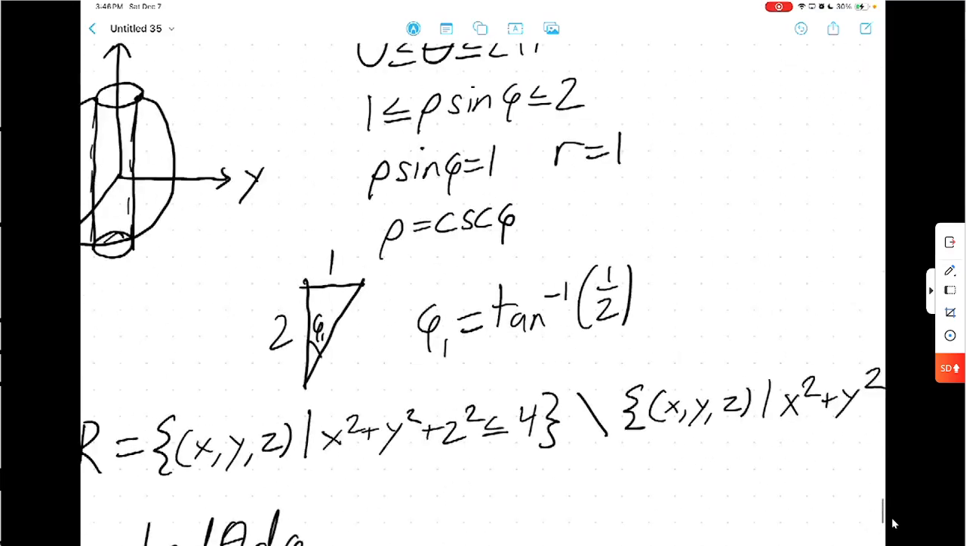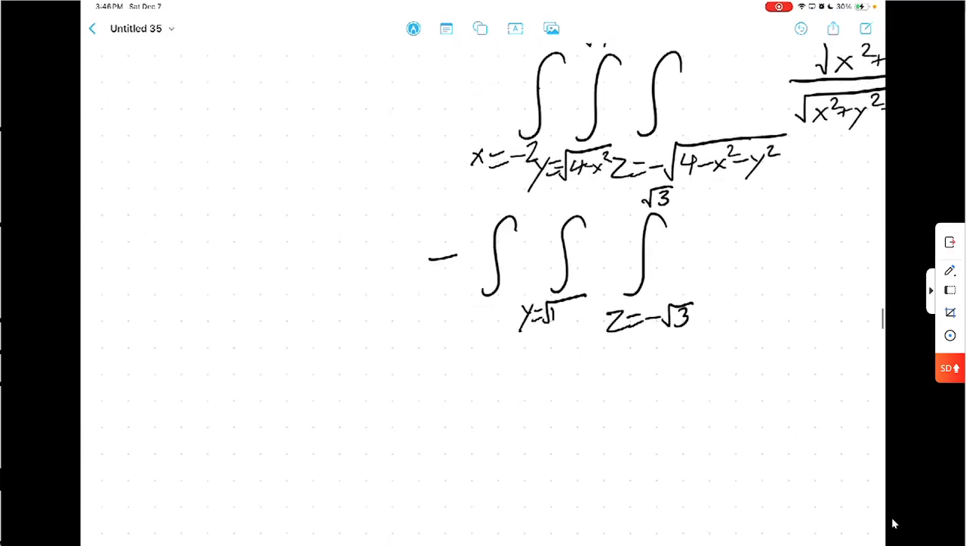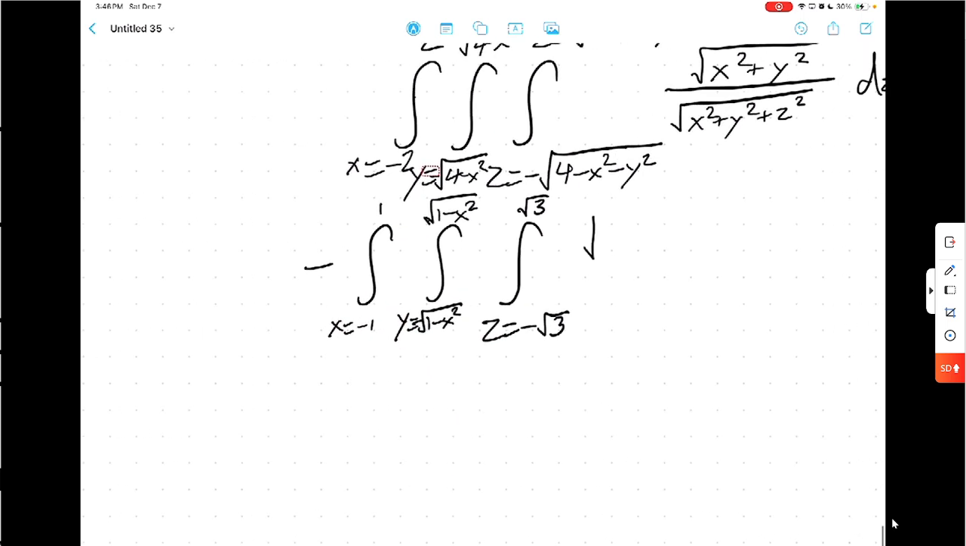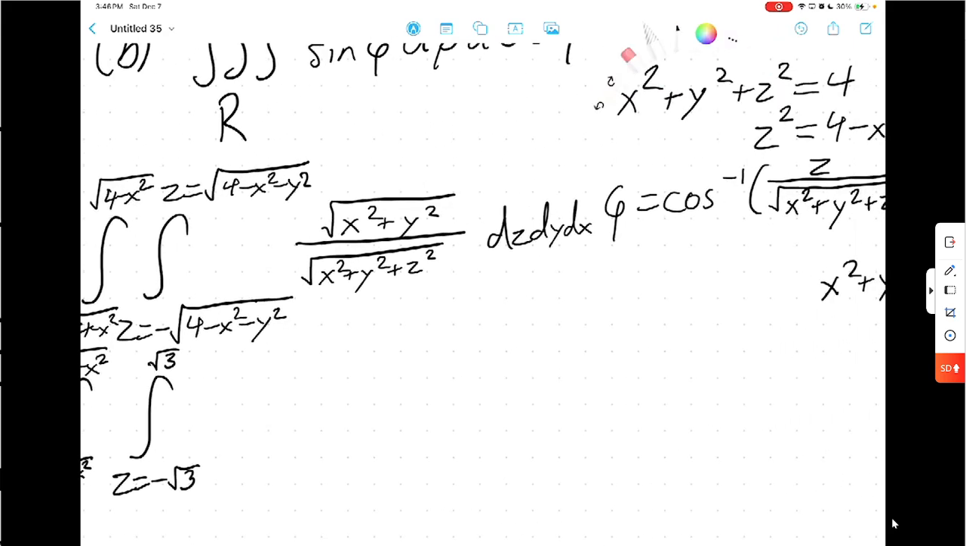And then for the xy plane, we're just going to use y from negative the square root of 1 minus x squared to the square root of 1 minus x squared, and x from negative 1 to 1, of this whole thing.